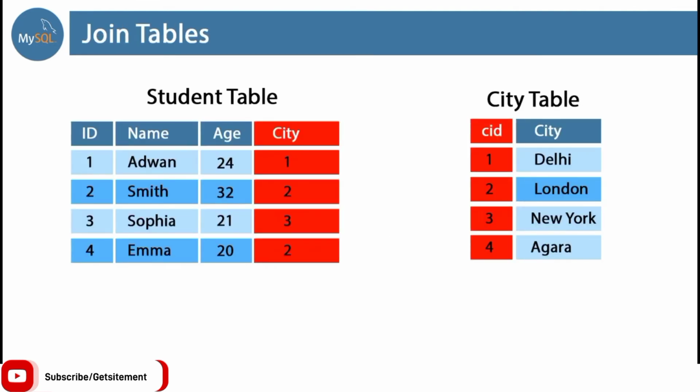Here you can see we have two tables, student table and city table. In the city table, the CID column is the primary key. Similarly, in our student table, the city column is our foreign key. Suppose Smith forgot to provide his city name. If I use inner join, it's not going to return Smith because it only returns matching data. If the city column value matches the CID column value, then it returns the data.